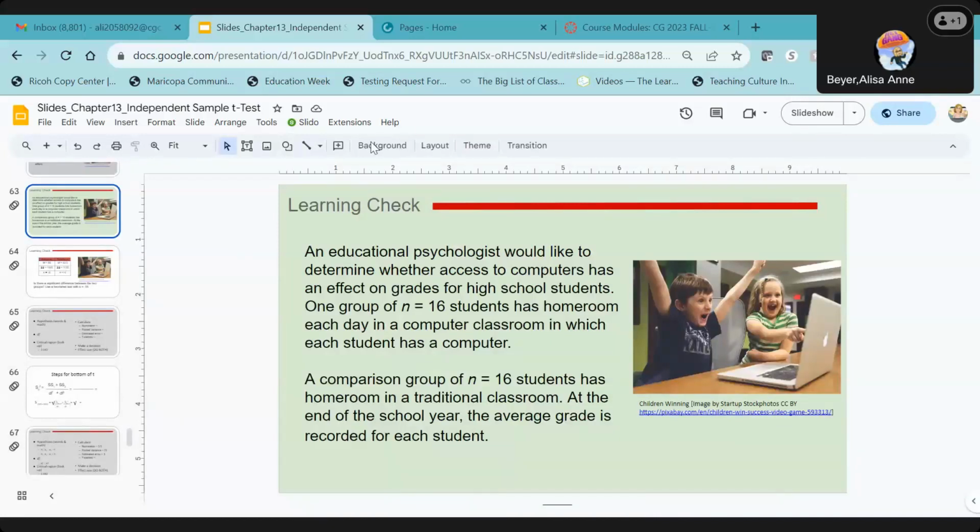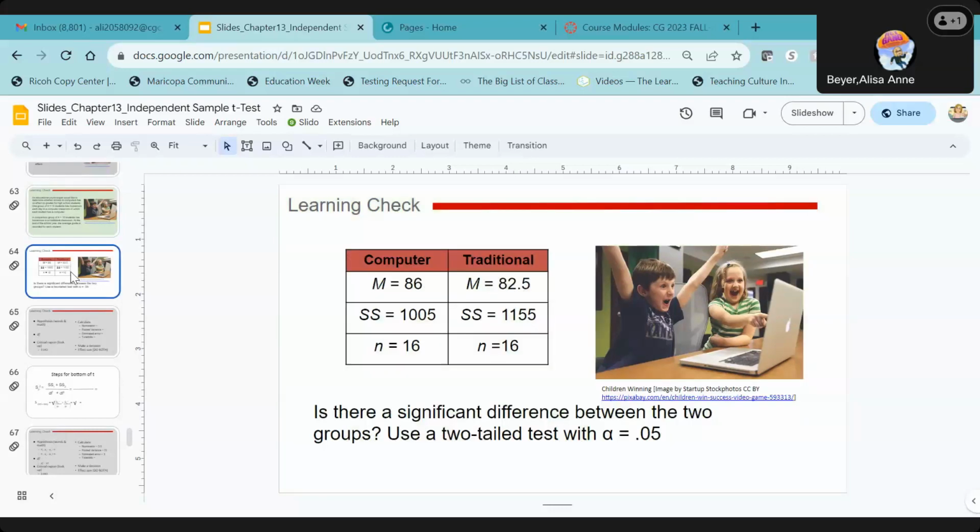So this is to go over another example for chapter 13, independent t-tests. This is one of the slides from class. You see there's a problem with an educational psychologist wanting to compare a traditional classroom with a computer classroom. Each class had 16 students, and the independent variable, the manipulation, was which class they were put in. The dependent variable was the average grade. Then you're presented with the data.